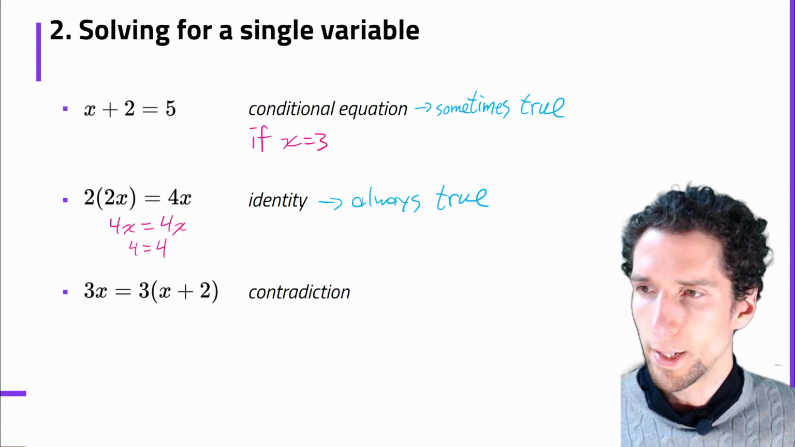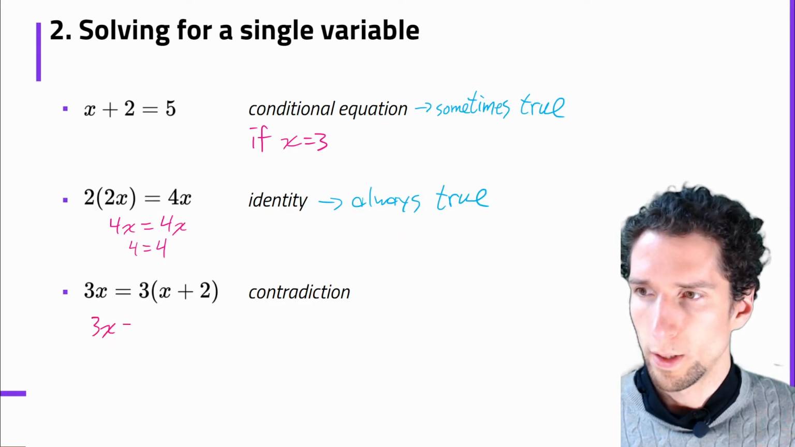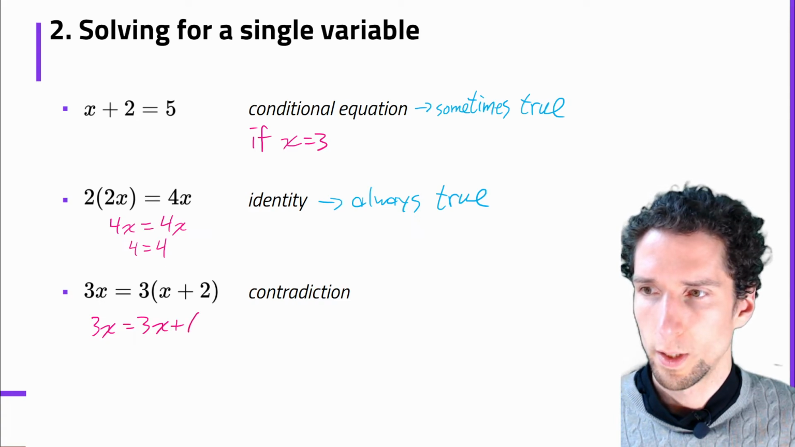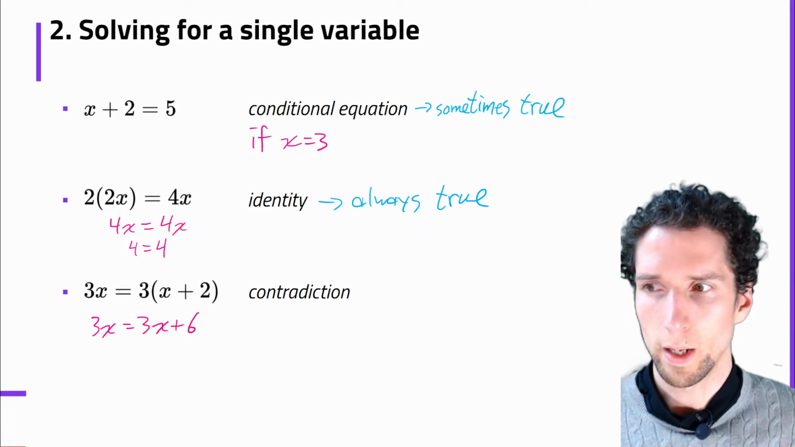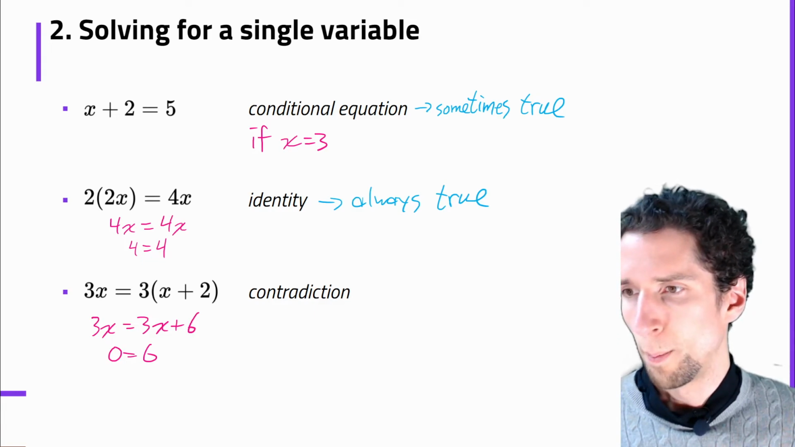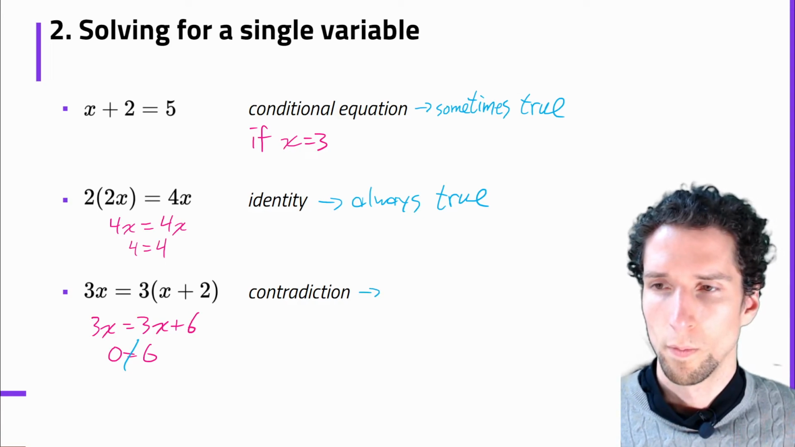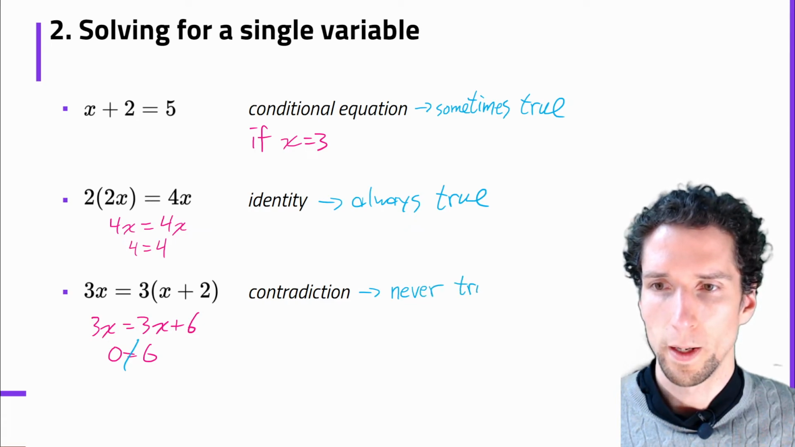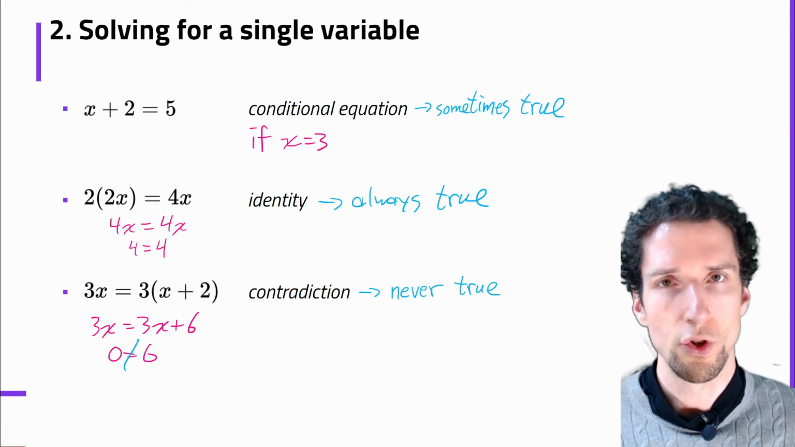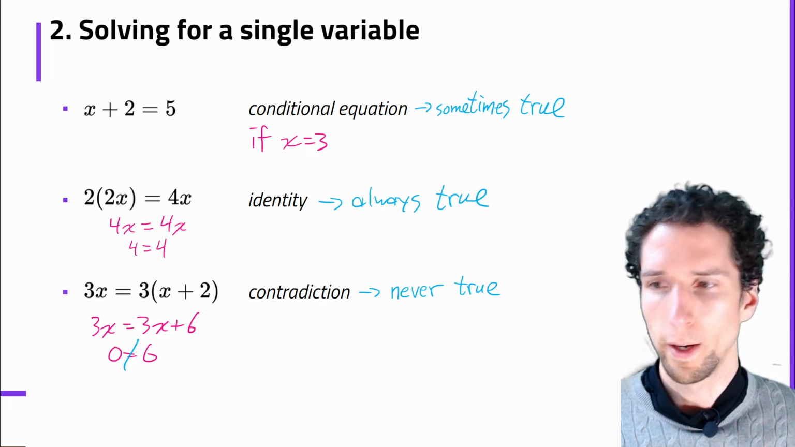And then the last one here, if we take a look at this and rearrange, we would get 3x is equal to 3x plus 6. And then if we move the 3x over to the other side, we get 0 is equal to 6. But 0 is not equal to 6. So for this kind of statement, it is never true. It is impossible to make that work. There's no value of x that we can choose that will make the left side equal to the right side.